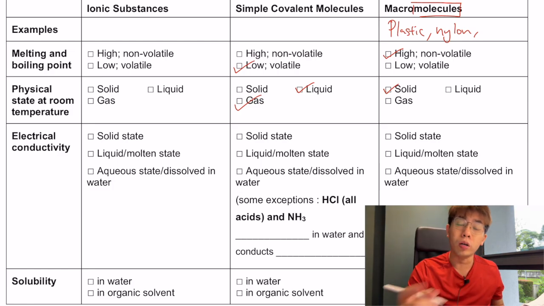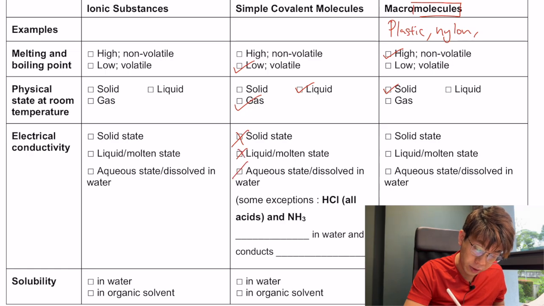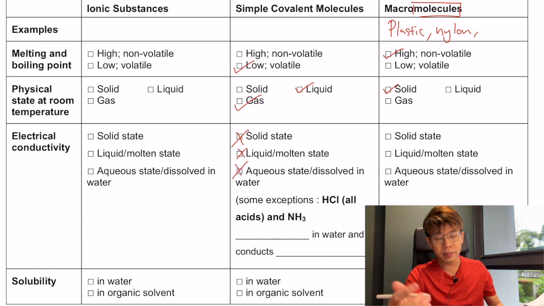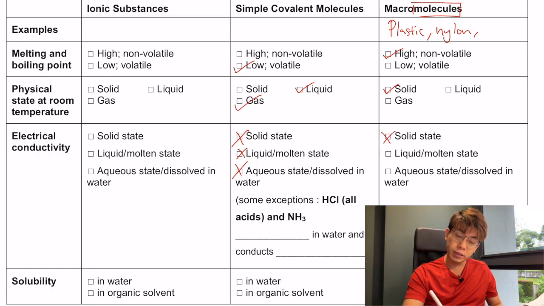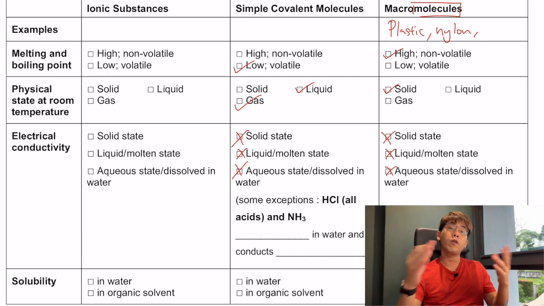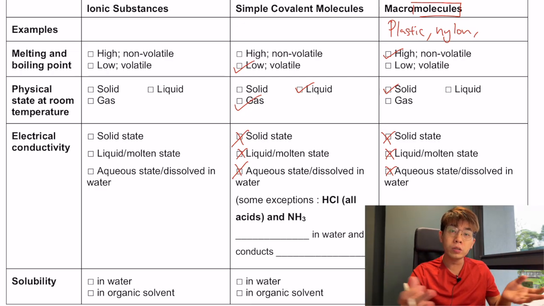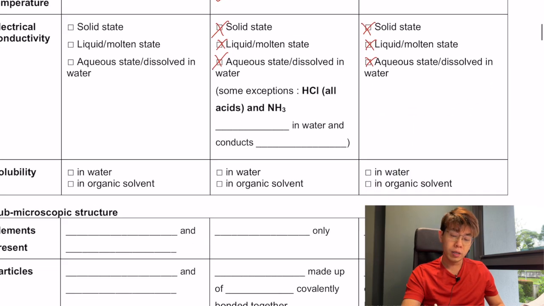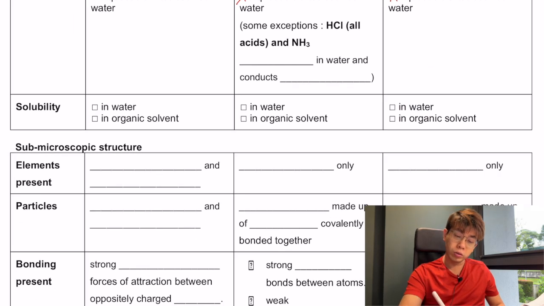And as we remember, simple covalent molecules do not conduct electricity in any state. They do not conduct electricity in any state. And macromolecules are the same. They do not conduct electricity in any state because they are still molecules and there are no free moving ions or free moving electrons, right? And because they are still molecules but very big ones, they are also not soluble in water. They are soluble in organic solvent.